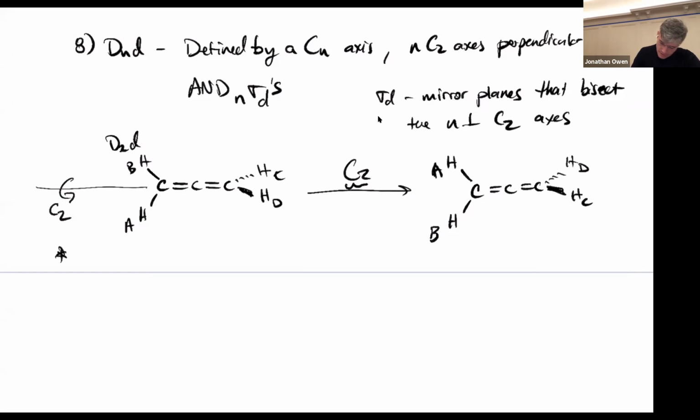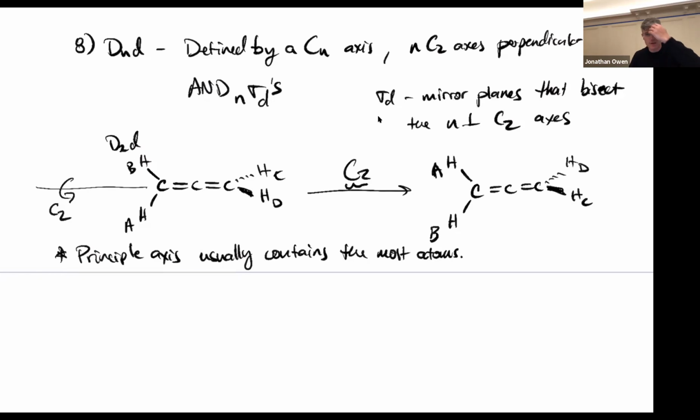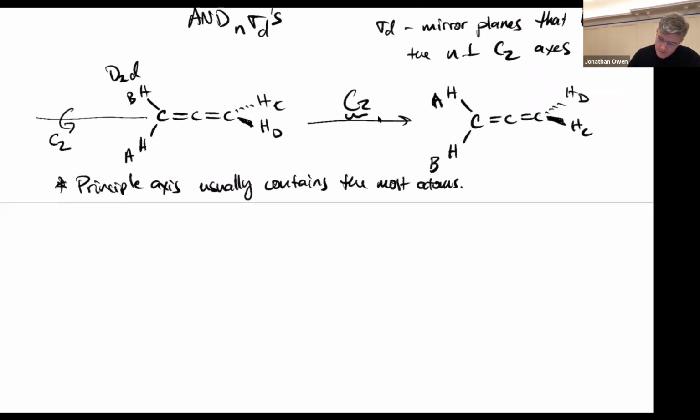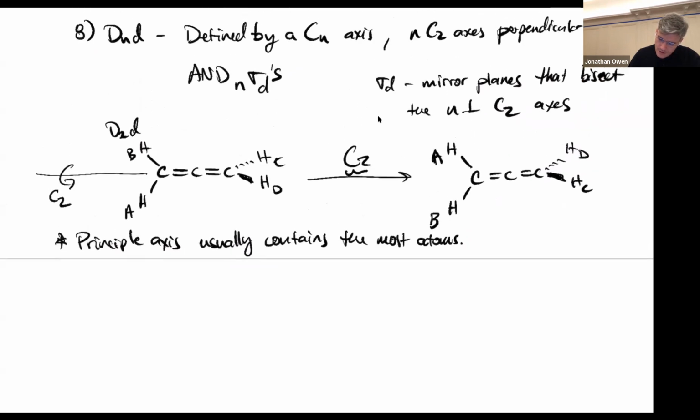Just a little note here. The principal axis usually contains the most atoms. You might be forced to choose on occasion and choose the one that goes through the most atoms if you have to. All right, so there's this C2 axis that defines D2d.